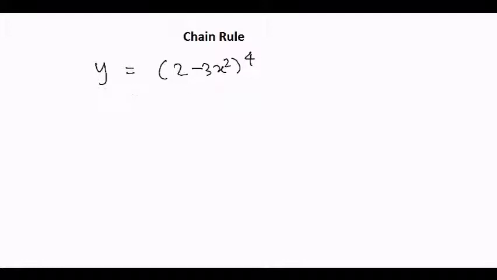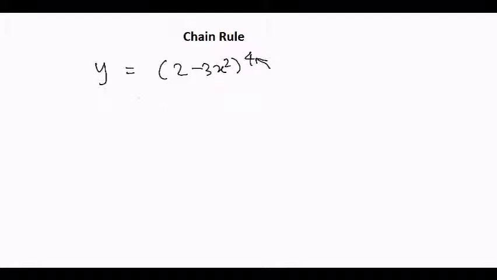Now the thing we learned from the previous video is that you can actually have individual terms of x and differentiate it. But what if you have (2 minus 3x squared) to the power of 4? What if it's power of 7? You cannot always expand this to differentiate it term by term. So we're going to apply something which is called the chain rule.